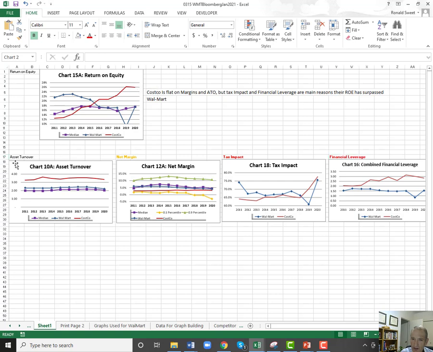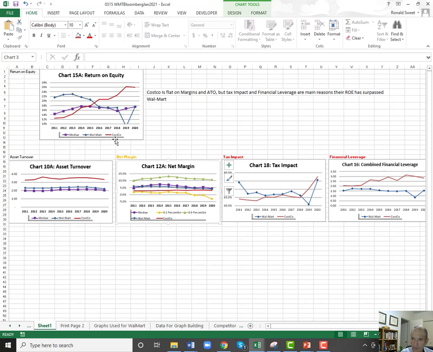So from a Costco standpoint, we can't really say that management's doing a good job just because the ROE is going up, because the most important positive drivers of ROE, the combination of those two, are flat, they're not improving. So it's really the tax impact and financial leverage.